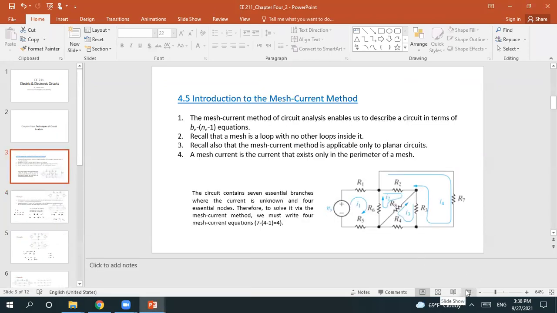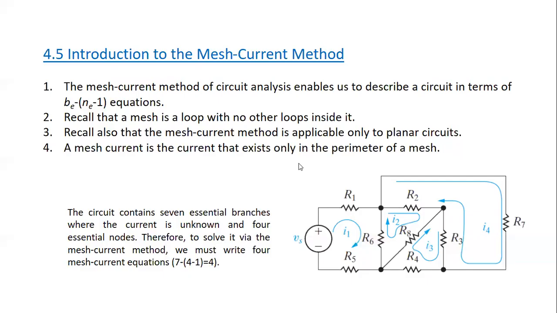So this is our method for today, and this is the second method. The first method was the node voltages technique, and today's method is the mesh current method, or mesh current technique, or mesh technique. Okay. So the mesh current method of circuit analysis enables us to describe a circuit in terms of BE minus NE minus 1 equations. So let's recall here the nodal voltages analysis.